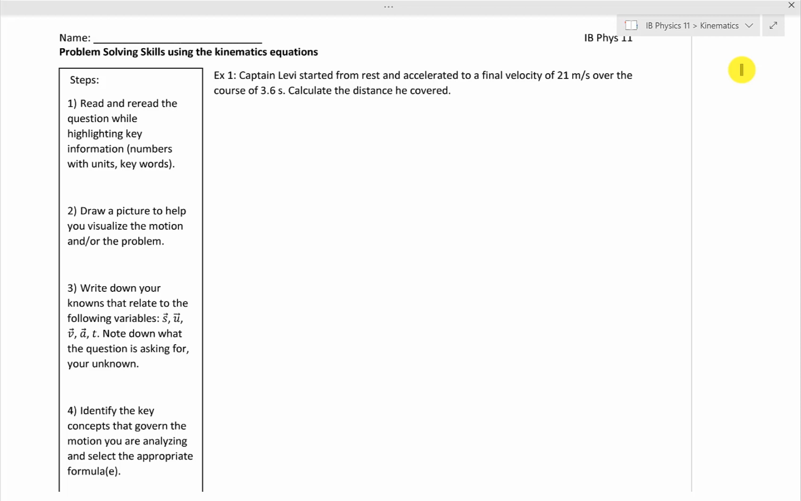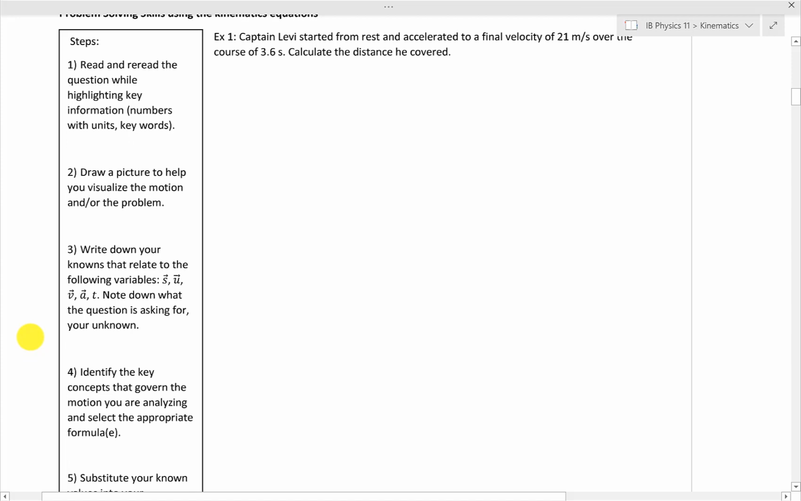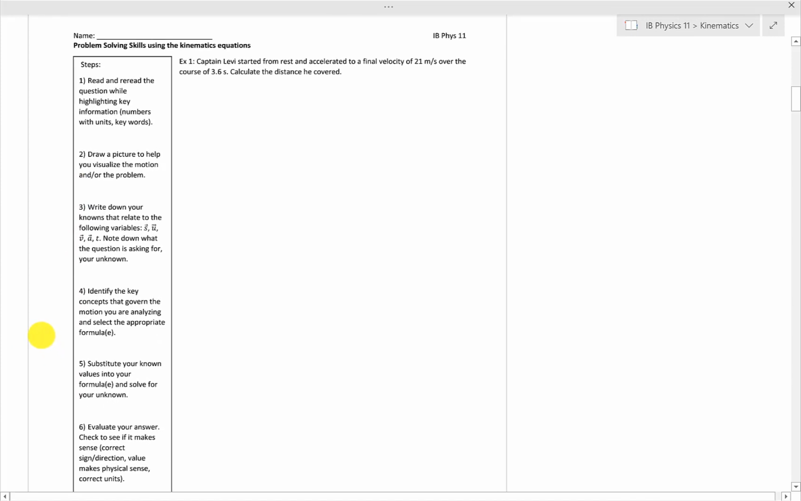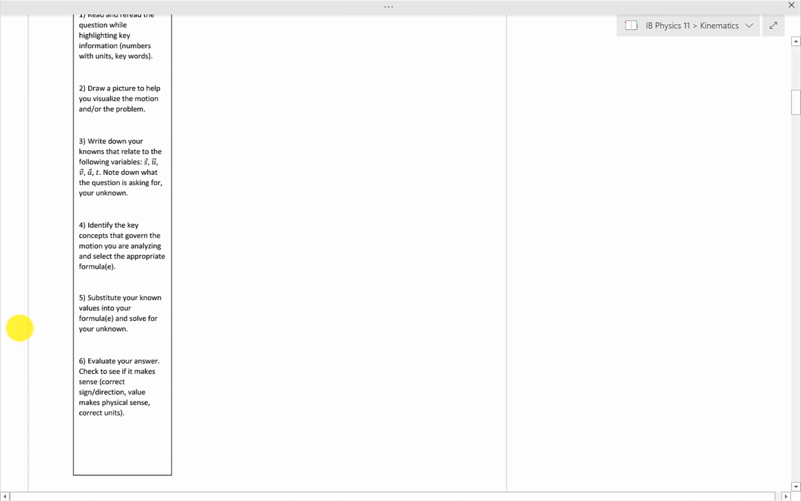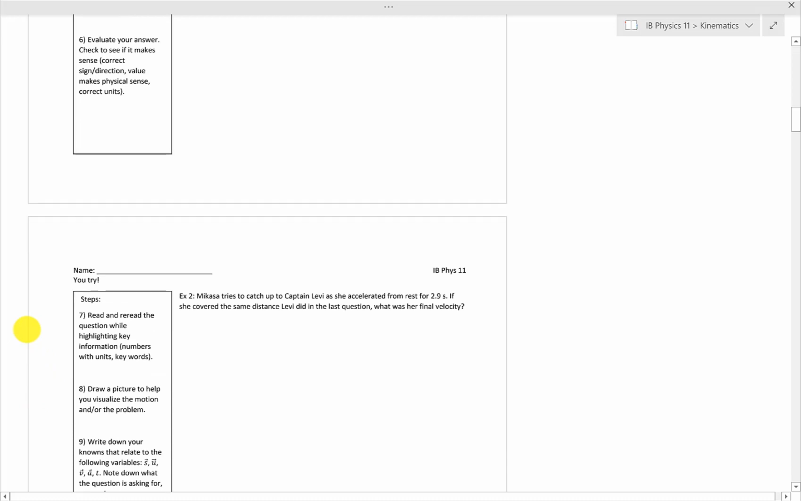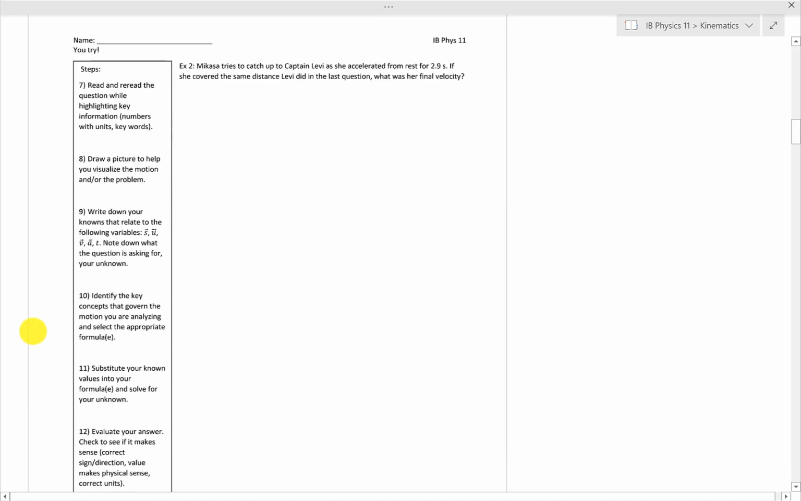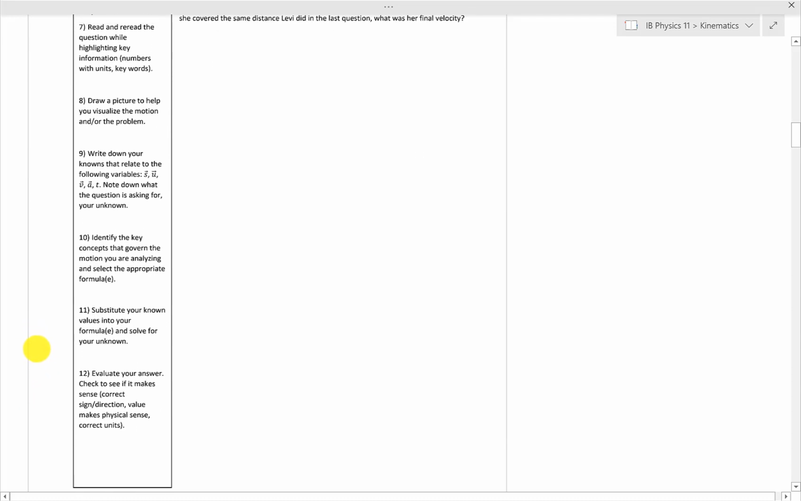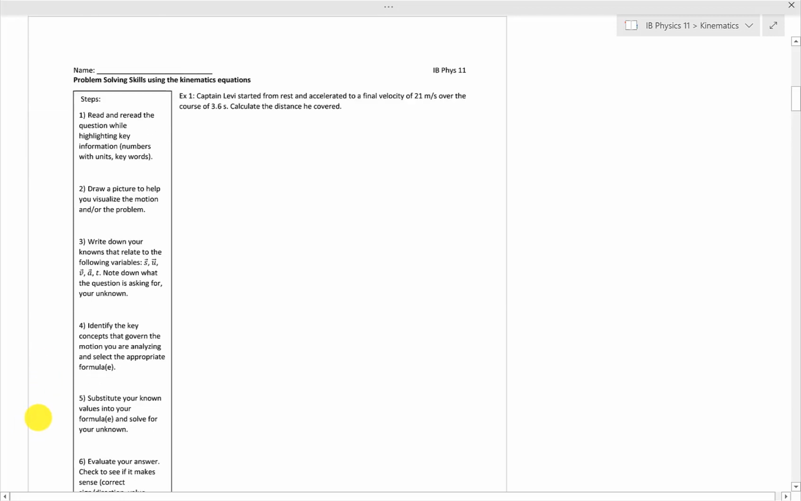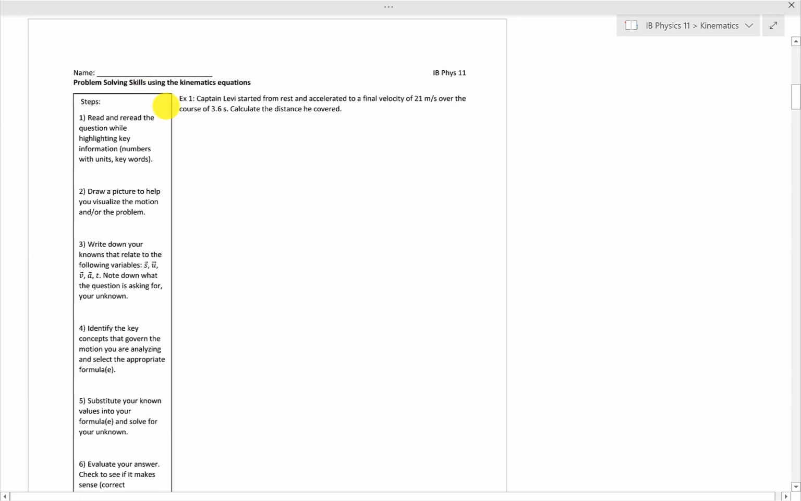In this part 3 video, we are going to look at problem-solving skills using the kinematics equations. What I'm going to be doing is going through a problem, using these steps that are good for your problem-solving skills. After solving this problem, I will give you a chance to try yourself, while afterwards I put myself on fast play to quickly go over the solutions. All right, so let's quickly jump in.